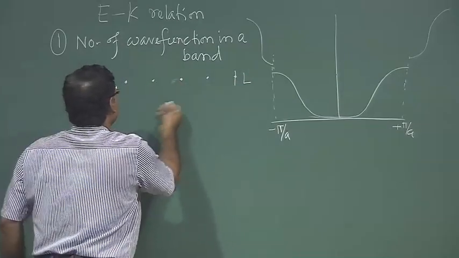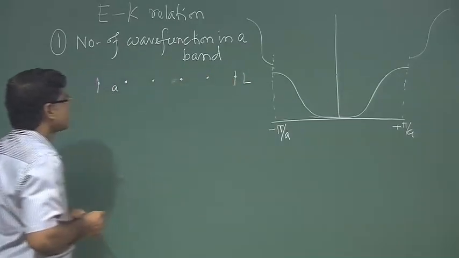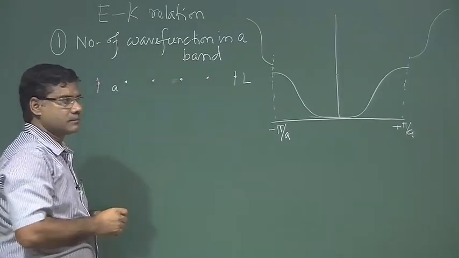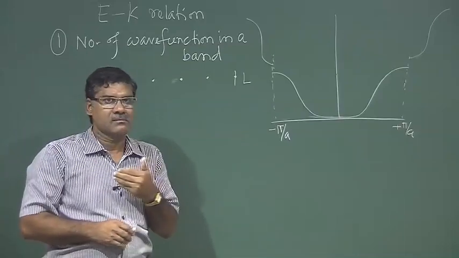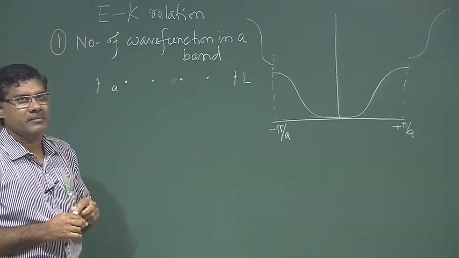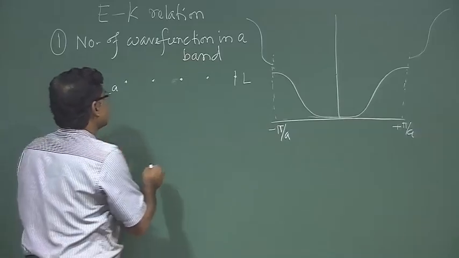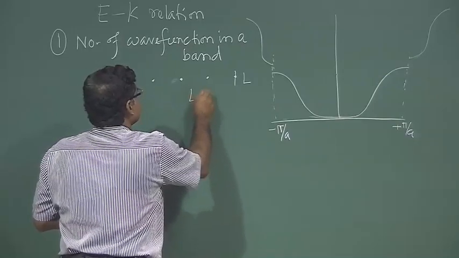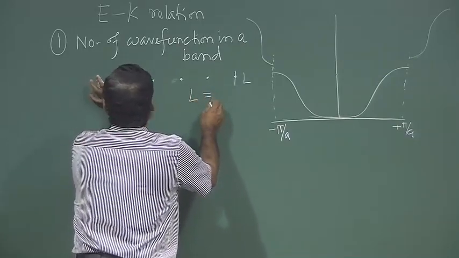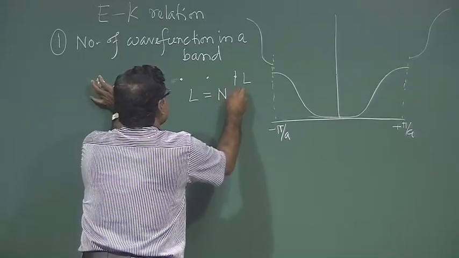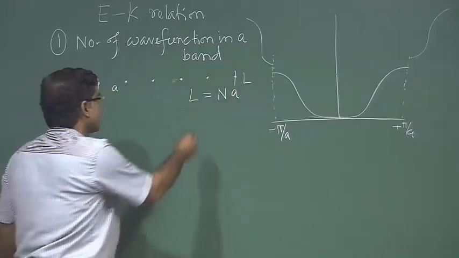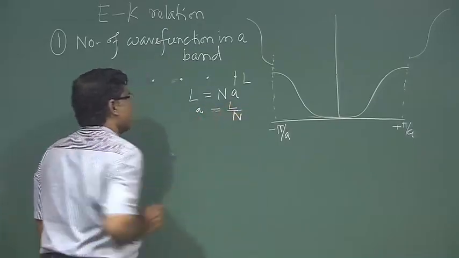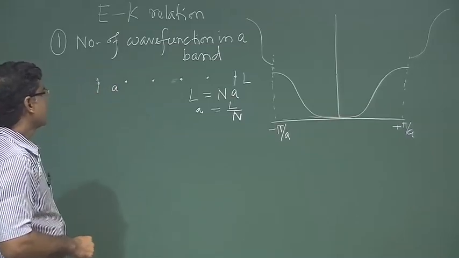So, the total number of primitive unit cells, each having one lattice point. How many cells will be there? Each cell length is a, so if there are N cells, L equals N a. So a is basically L by N, and it has finite length L.